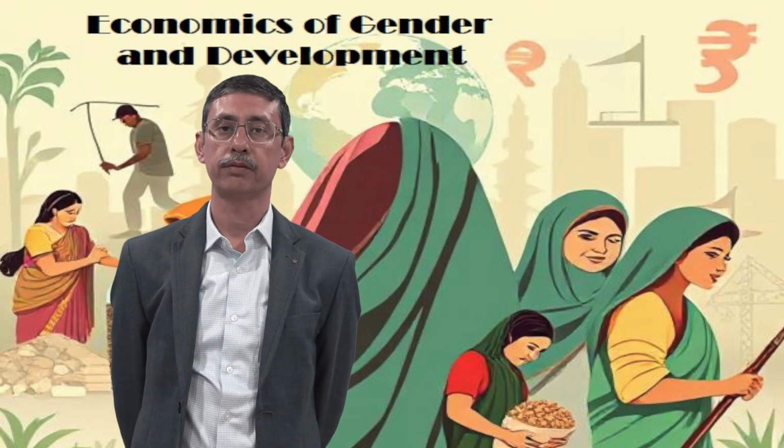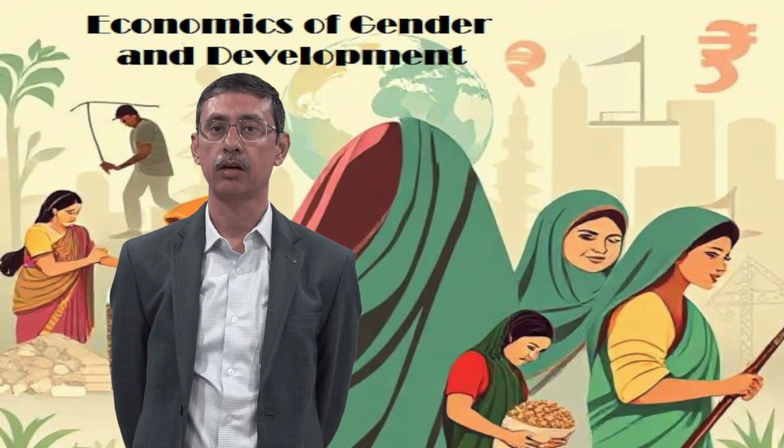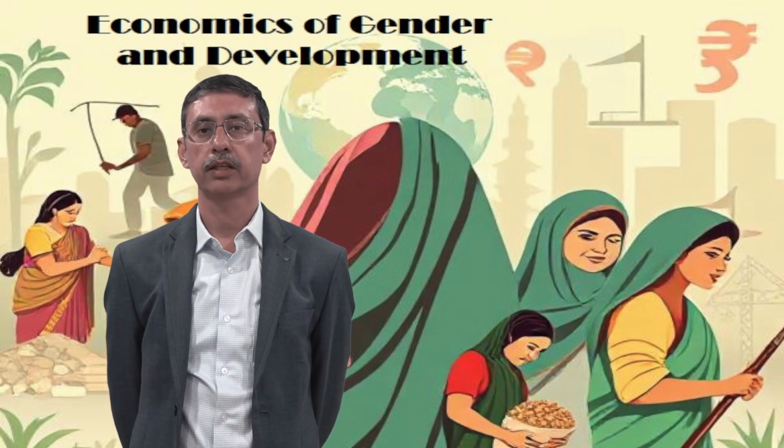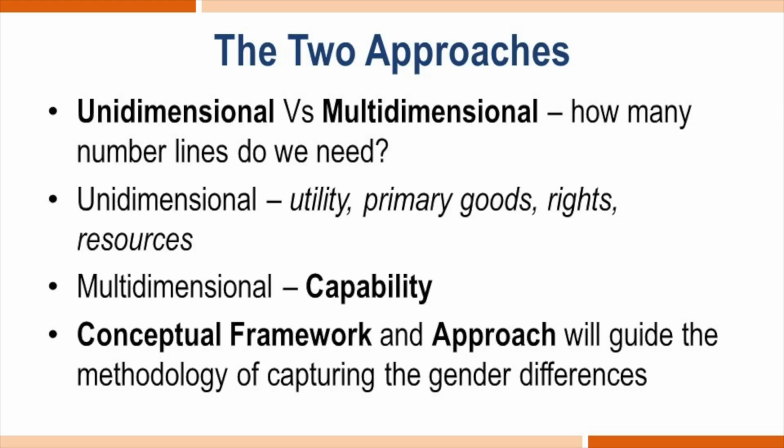In whatever way we define it, the next question is how to do it. There are two approaches in measuring gender differences. One is called unidimensional and the other is called multidimensional. And when we talk about dimension, just simply remember that it is the number line, that is, how many number lines will be required to measure.